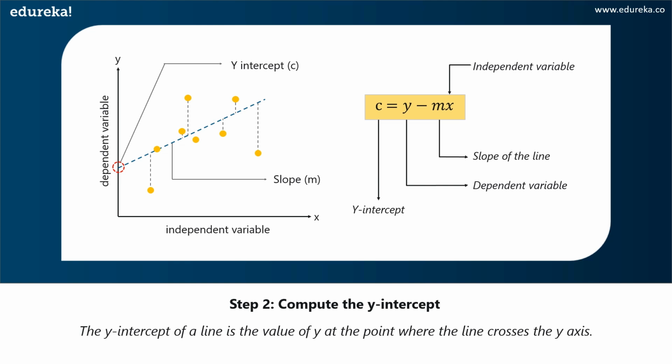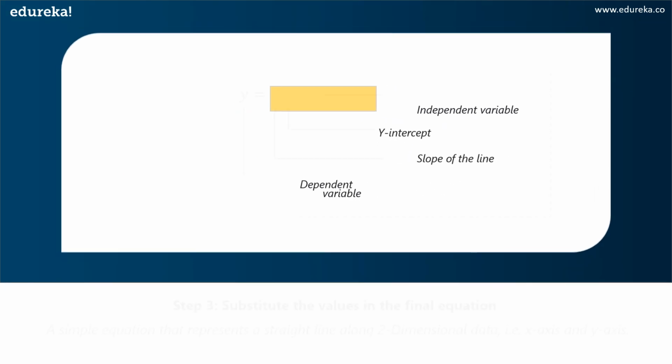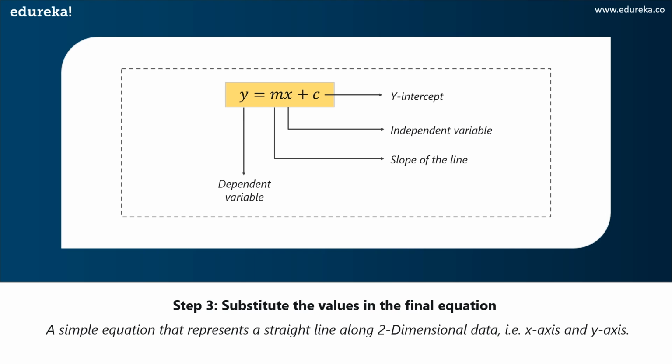Instead of y equal to mx plus c, you just put c is equal to y minus mx. So it's as simple as that. It's a basic mathematical equation. Your final step will be to substitute all the values in your final equation. So this is quite simple.